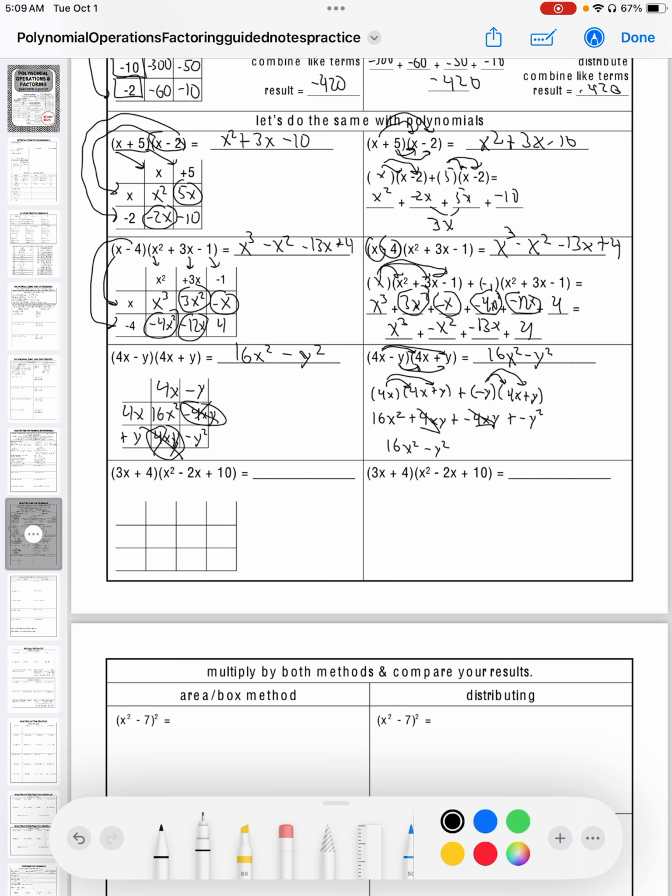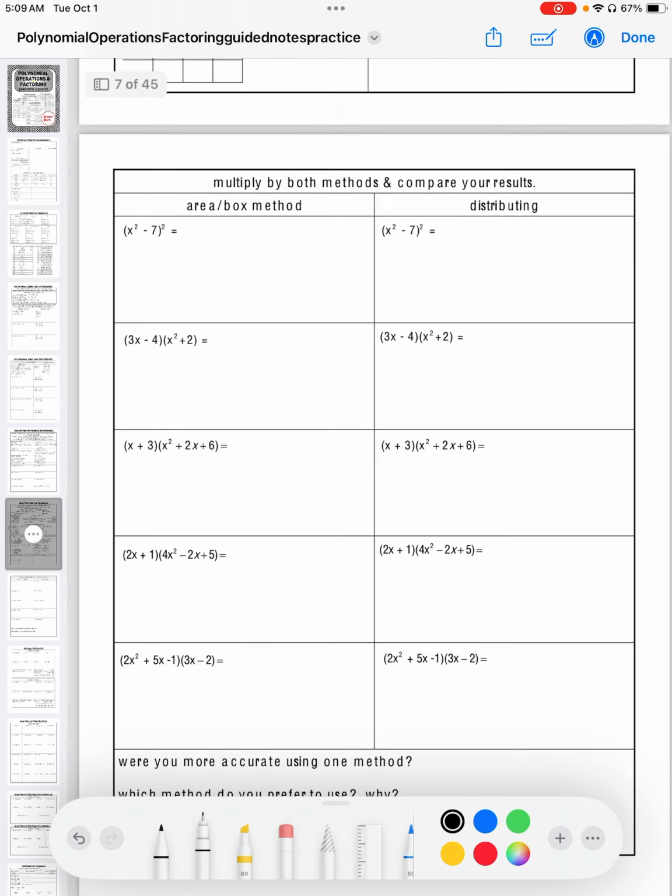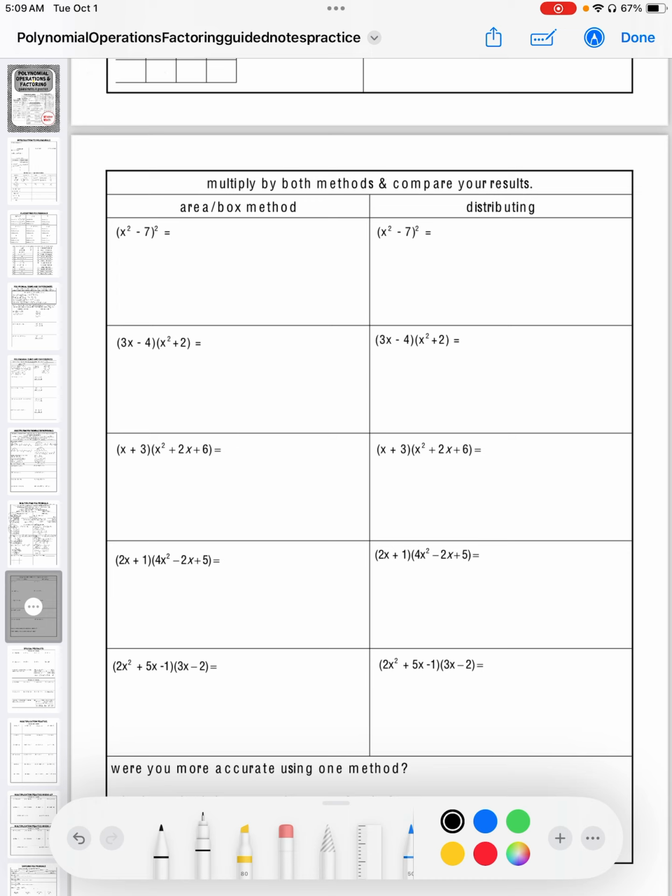So hopefully that will help you to fill in the rest of this page and then also the next page where we are multiplying. One note that I may need to help you with, when you see this squared outside of parentheses like this, x squared minus 7, that means it's going to be x squared minus 7 times x squared minus 7. And then you'll be multiplying that. The same thing over here. X squared minus 7 squared would be x squared minus 7 times x squared minus 7, and then multiply those using the area method and the distributing method.